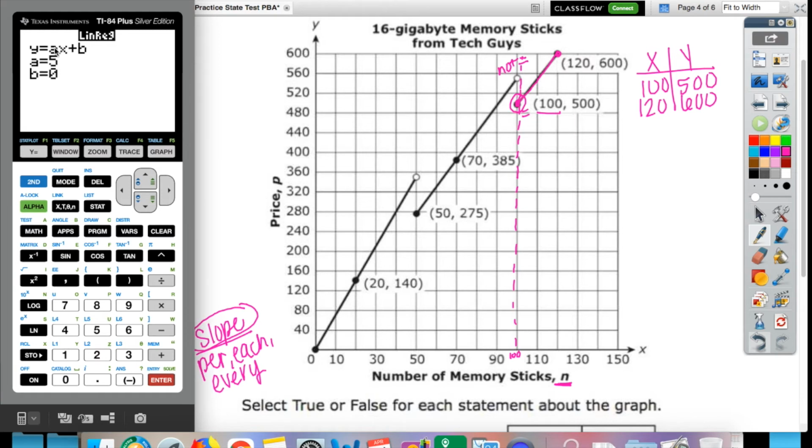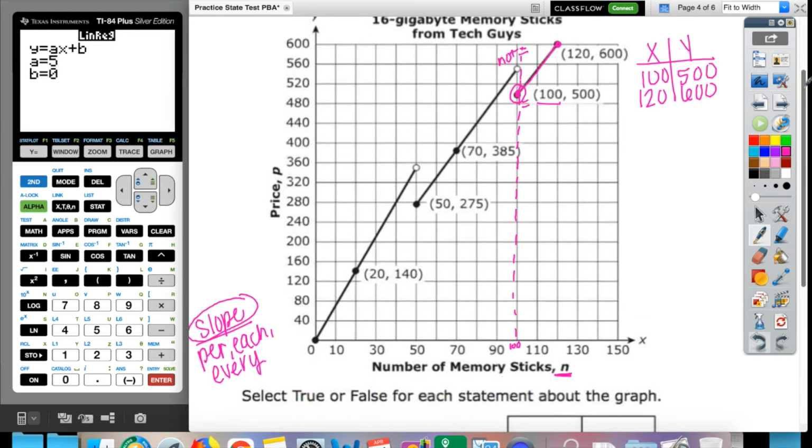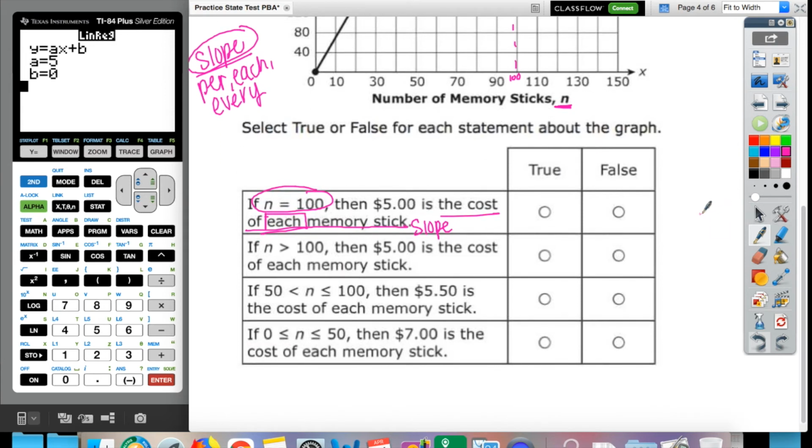So that a is connected to x, so our slope is 5. So our cost for each memory stick is $5. So is this true? Yes. So that is true. What about the second one? If n is greater than 100, is $5 the cost of each memory stick?